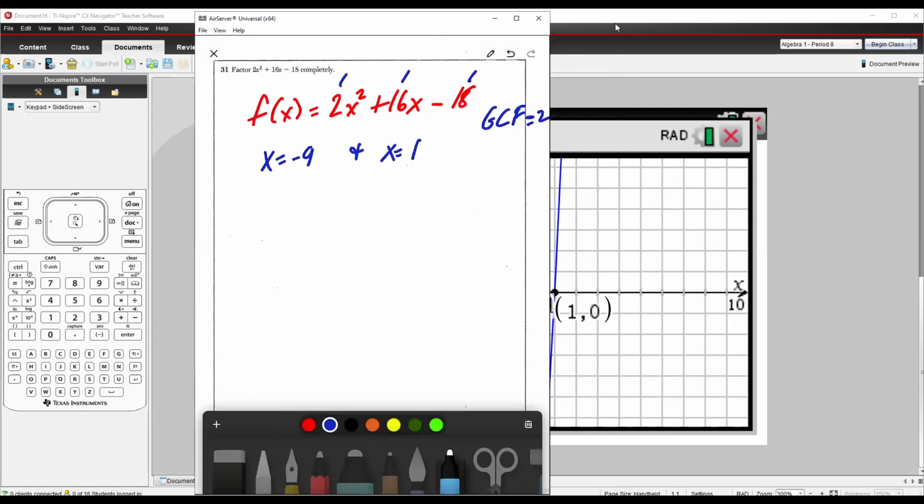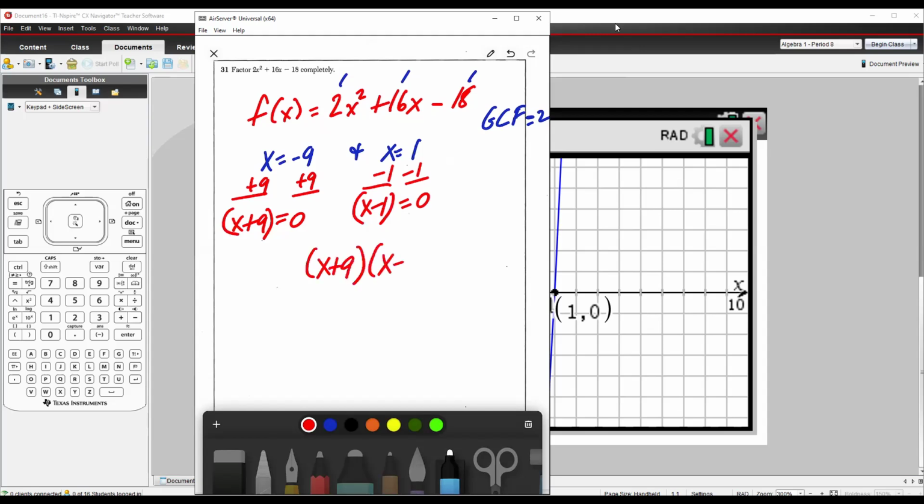So now all you're going to do is set those two equations equal to 0. The way you're going to do that is add 9 to both sides. So this is going to be x plus 9 equals 0. And then for this one, you're going to subtract 1 from both sides. And this is going to be x minus 1 equals 0. Whatever's on the right-hand side, you just flip the sign. So now these are the two factors. So it's going to be x plus 9 times x minus 1.